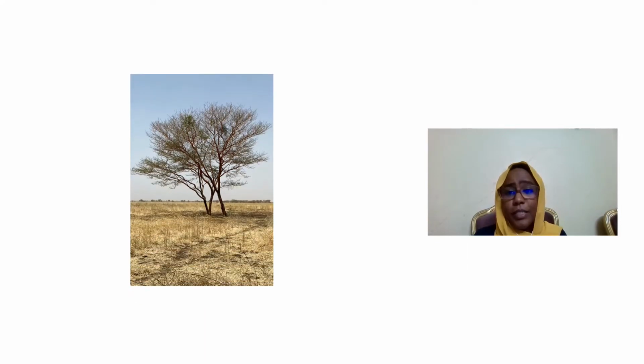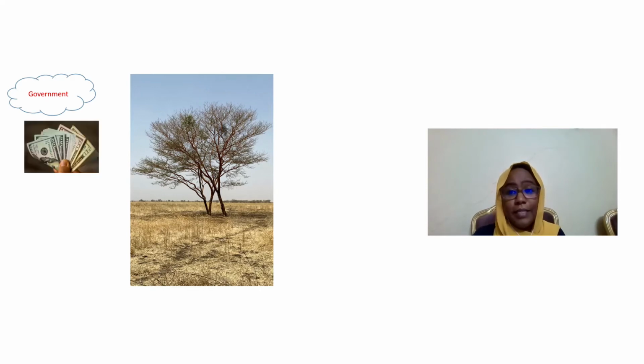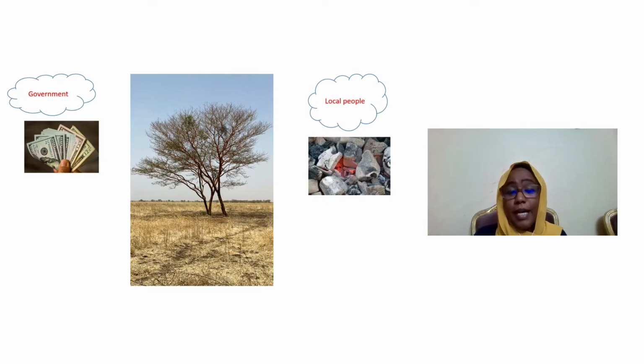So if we see here a tree and this forest, the government sees it as cash, because it produces gum arabic, which is economically important. And the local people see it as charcoal or a source of energy, because the poor people depend on the forest and sometimes they cut the branches to use as firewood or to make charcoal.